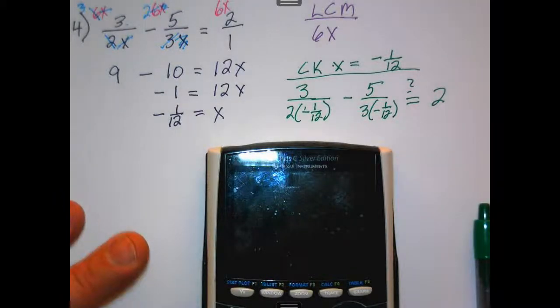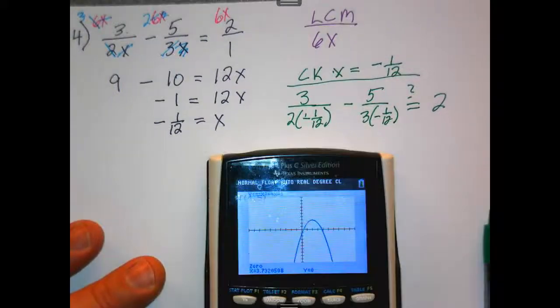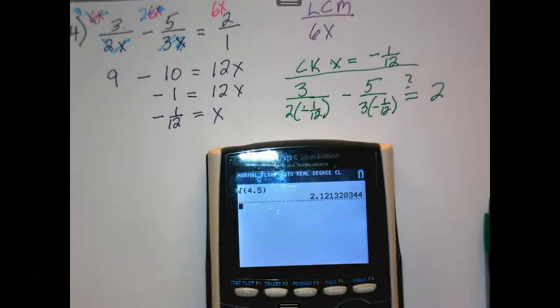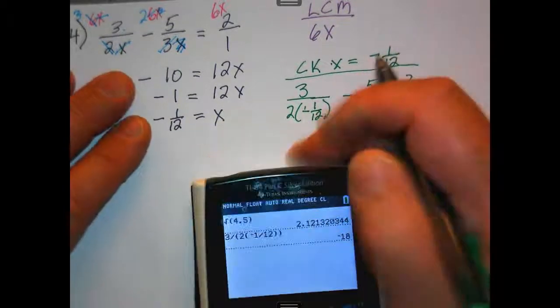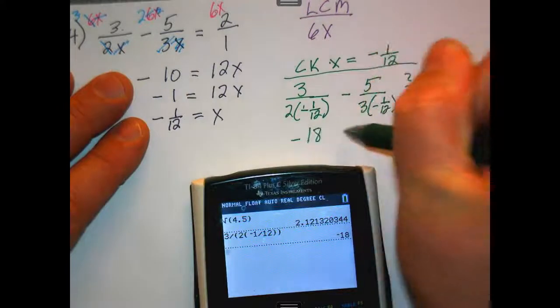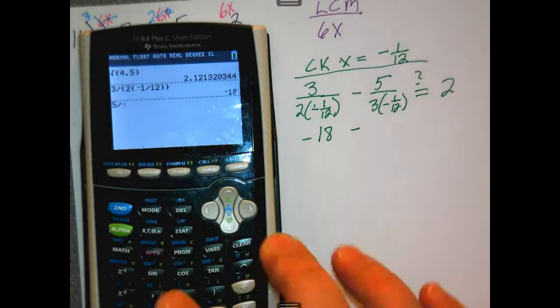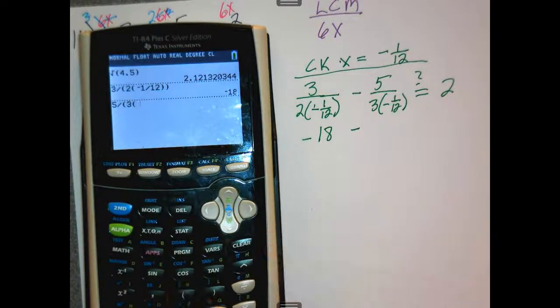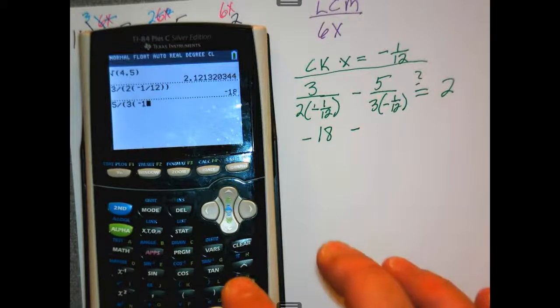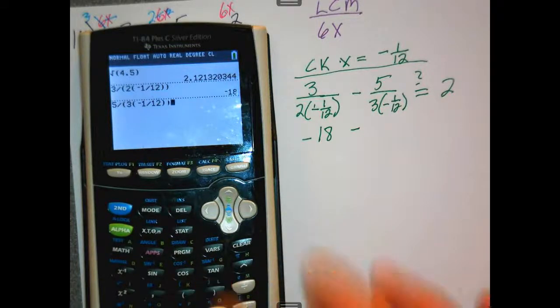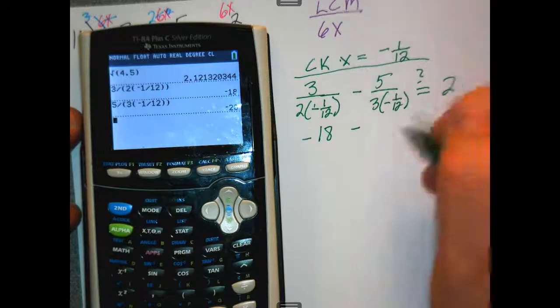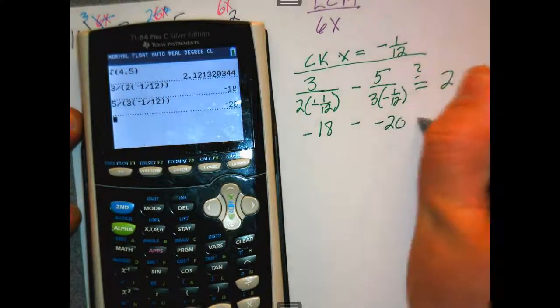Actually, I really don't need one, but that's okay. 3 divided by 2 times negative 1/12. Negative 18. The 5 divided by 3 times negative 1/12. Negative 20. Hey, guess what? It checks.